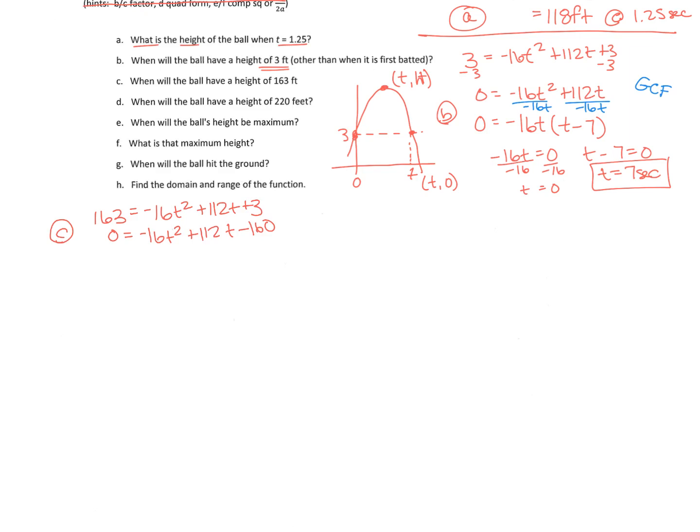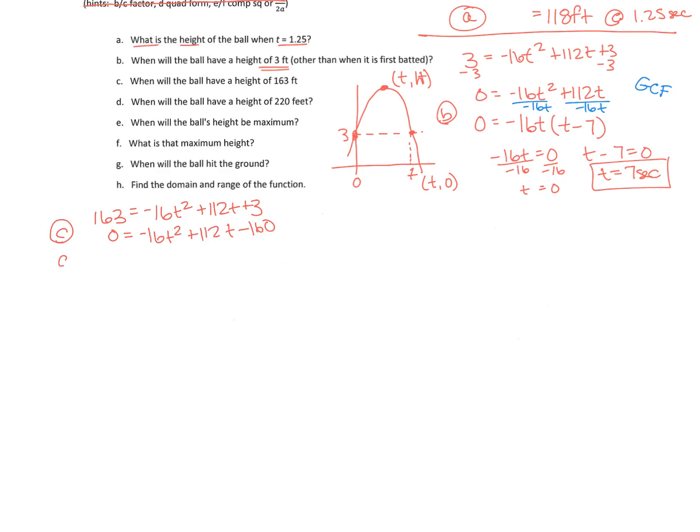minus 160. So in this problem, I will tell you factoring actually does work here. You have a GCF of negative 16, and then it's totally factorable. But I think more of us are probably going to use the quadratic formula. It's much less desirable. The factoring would be much quicker. But we're going to go ahead.